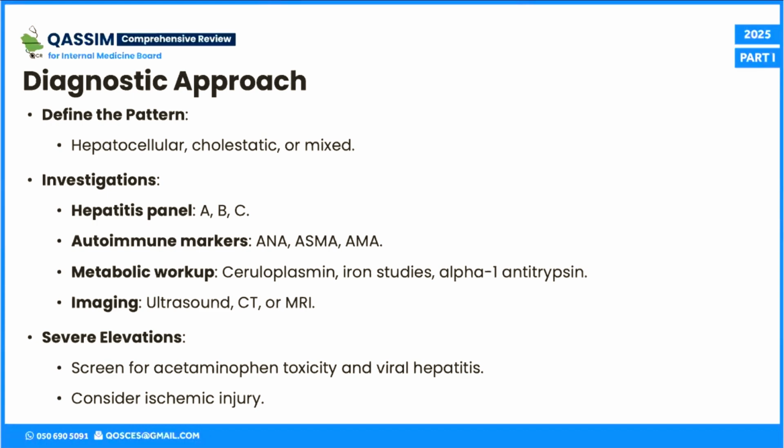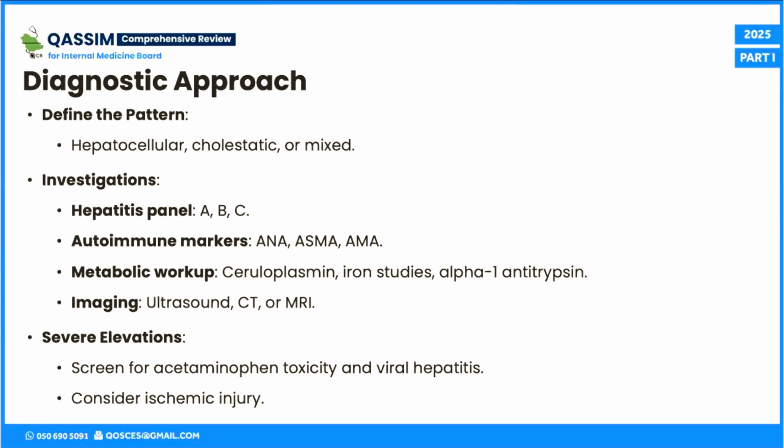You do the metabolic workup: ceruloplasmin for Wilson's, iron studies for hemochromatosis, especially transferrin saturation, and alpha-1 antitrypsin for alpha-1 antitrypsin deficiency. For imaging, we go first with ultrasound, transabdominal ultrasound, and in certain situations, whenever the need arises, we go with the CT and MRI.